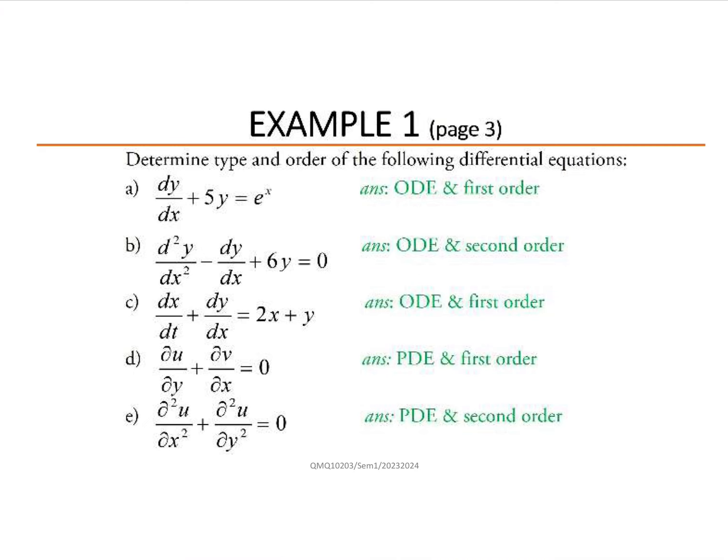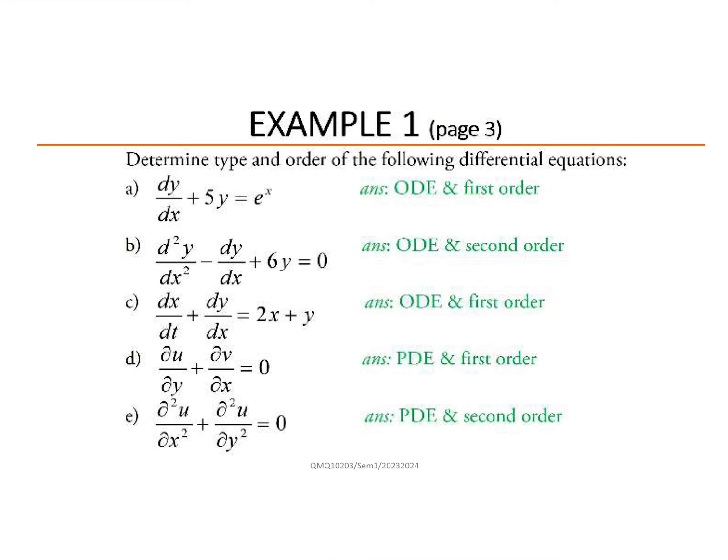B, we have second derivative of y with respect to x minus dy dx plus 6y. So all the derivative is ordinary derivative, and the highest is second order. So this is ODE, ordinary differential equation, and second order. For C, we have dx over dt plus dy over dx equal to 2x plus y. So all the derivative are ordinary derivative, and the highest order is 1. So this is ODE and first order.